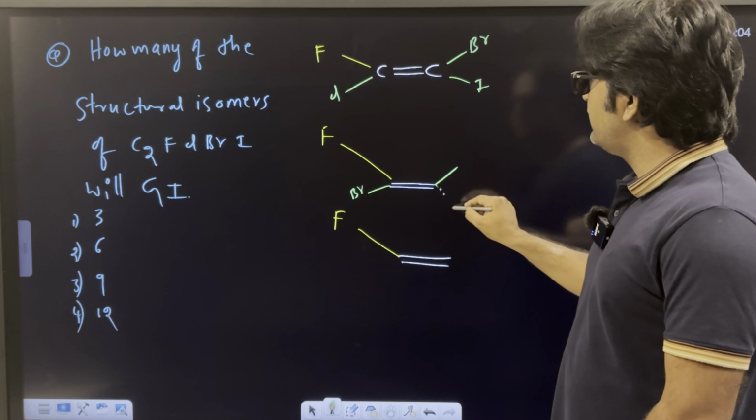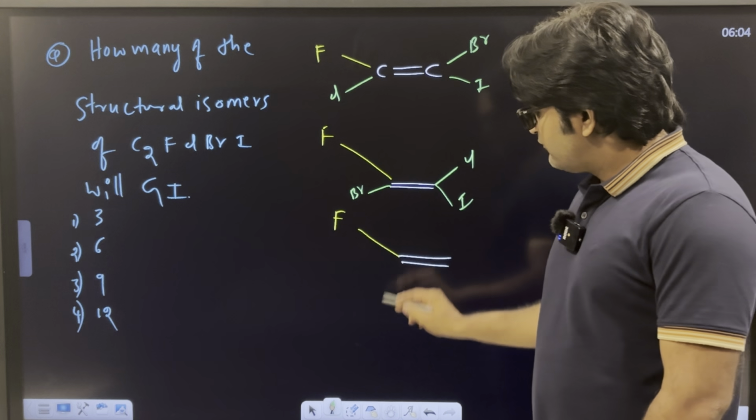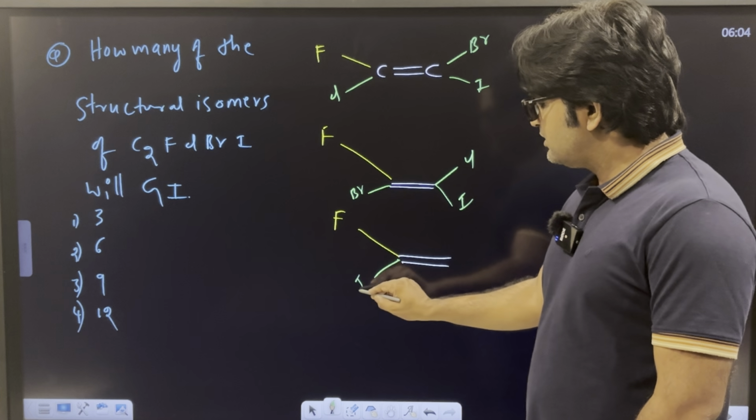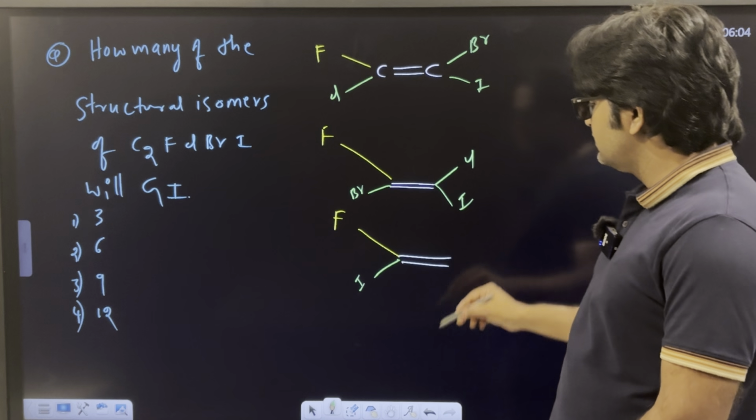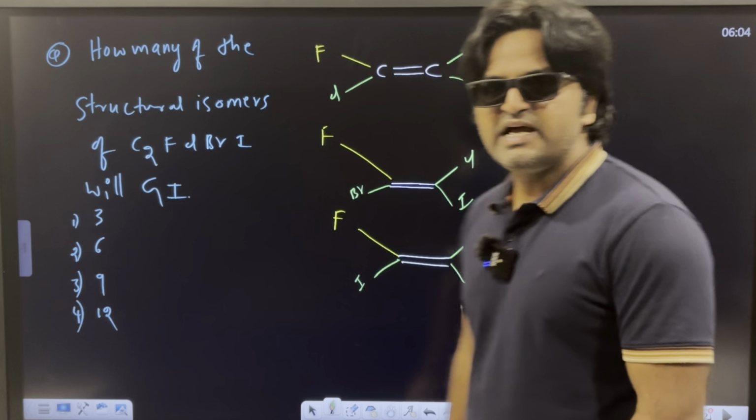And what are the remaining two halogen atoms? Chlorine and iodine atoms are left. For example, if you start with iodine, fluorine and iodine, then what are the remaining? Chlorine and bromine. These are the maximum possibilities.